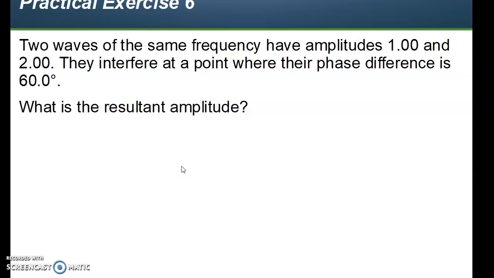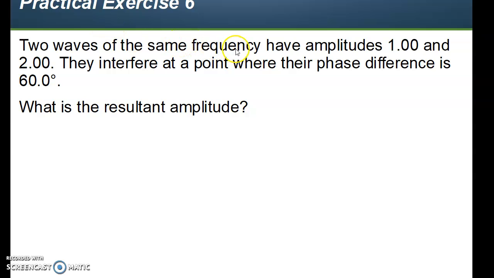Practical exercise number 6, you've got 2 waves of the same frequency. Oh, and this is problem number 29. Did I mention that problem number 5 was problem number 19? And practical exercise number 4 was problem 14. If I didn't, practical exercise number 3 is problem number 8, in case you wanted to look back at those. But anyway, practical exercise number 6, and this is problem number 29.